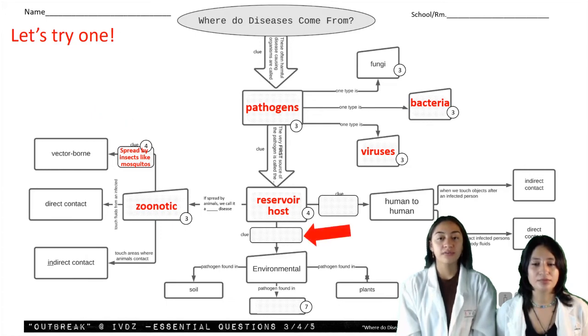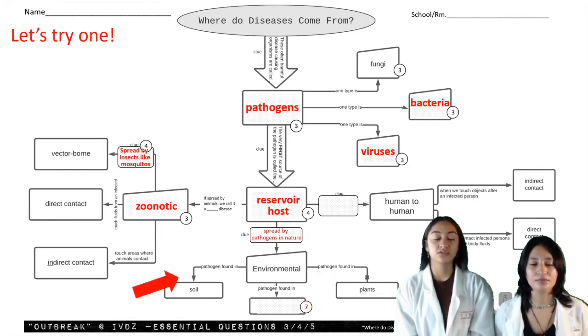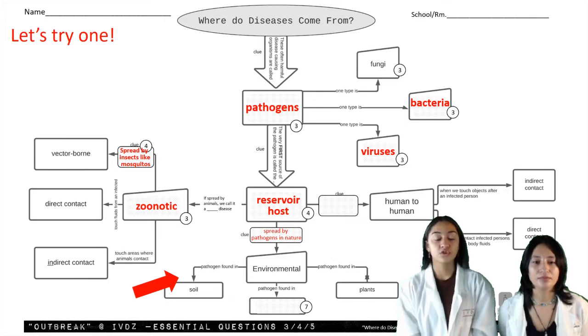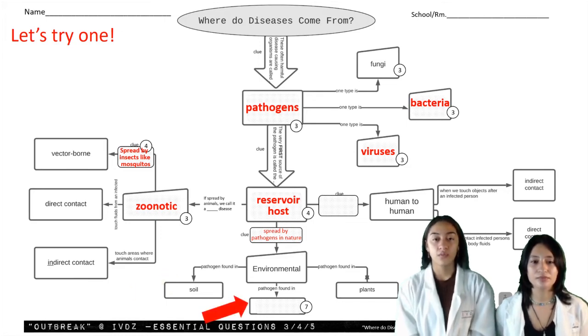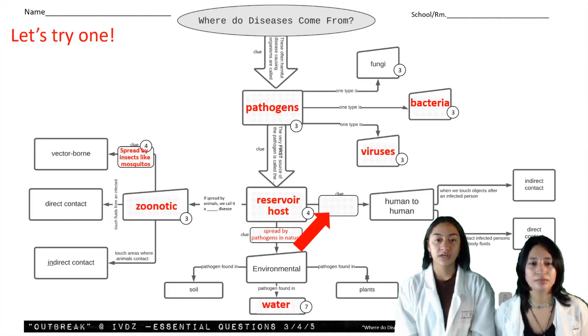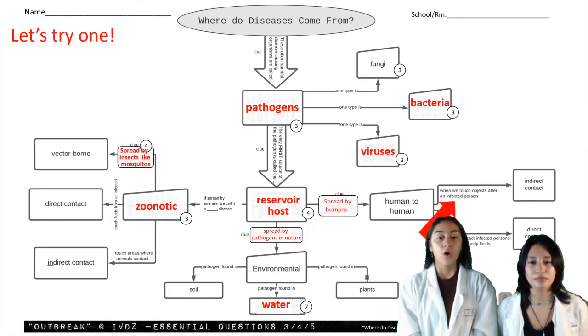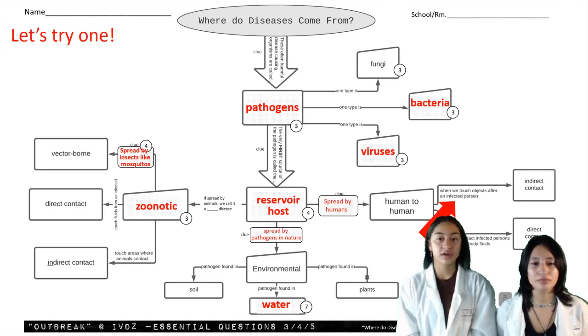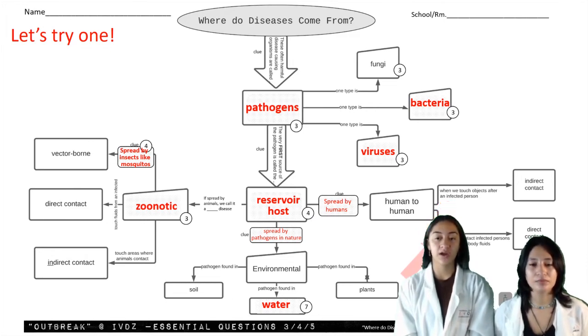How do you think environmental pathogens are spread? Spread in nature. The pathogen found in plants. The pathogen found in soil. The environmental pathogen found in water. If pathogens are human to human, guess how they are spread? Spread by humans. When we touch objects after an infected person, it is indirect contact. When we contact infected persons or exchange body fluids, it is direct contact.